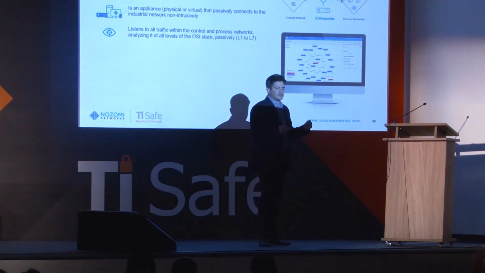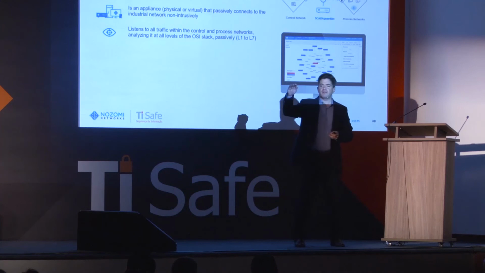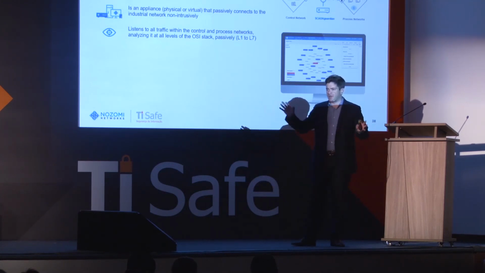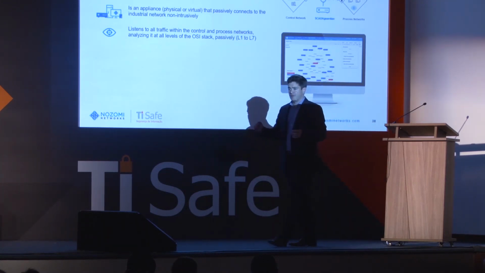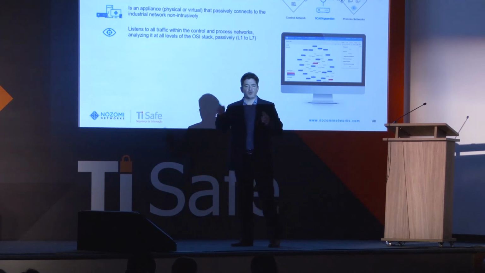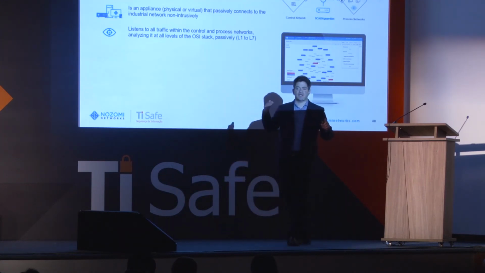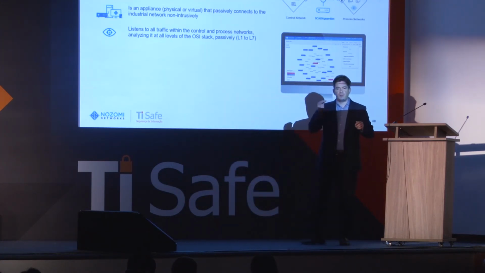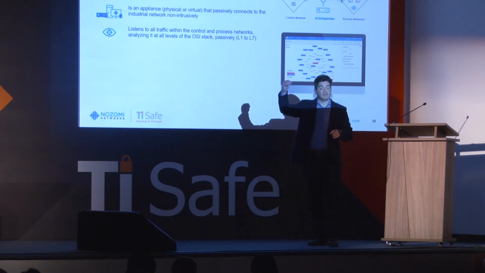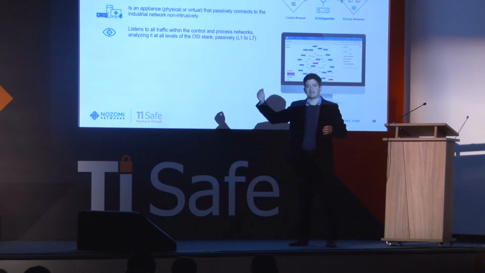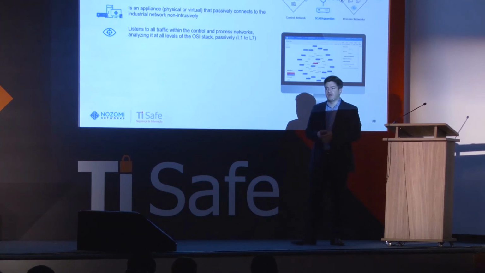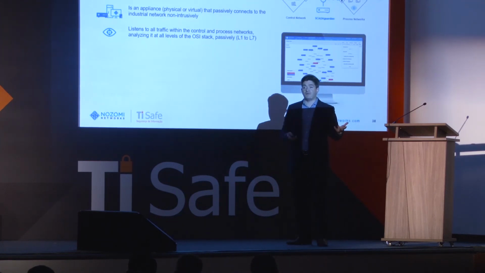And then once it's connected, it starts learning. It does deep packet inspection. Not just layer 1 through layer 4, which is what most people that do deep packet inspection do. Layer 1 through layer 4 tells you who's connected to whom, how many sessions, what protocols. But we go all the way to layer 7. So we actually capture the process level commands that are flowing in your network. And we learn the behavior of your network.